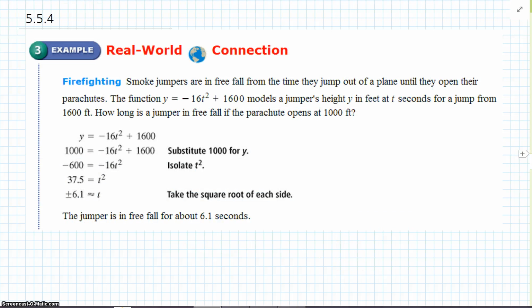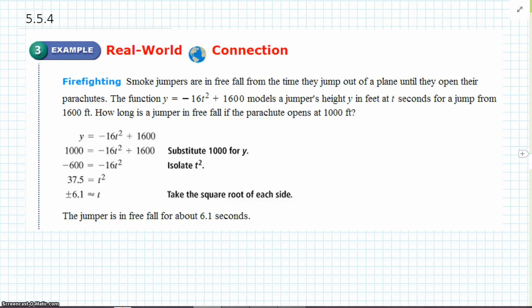Alright, this one I'm going to just talk through with you and then we're going to work the last one. Smoke jumpers are in a free fall from the time they jump out of a plane until they open the chute. The function y equals negative 16t squared plus 1600 models the jumper's height, y, in feet, at t seconds for a jump from 1600 feet. How long does the jumper free fall until the parachute opens at 1,000 feet? Well, we're going to replace our y value with 1,000. So 1,000 is going to equal negative 16t squared plus 1,600.